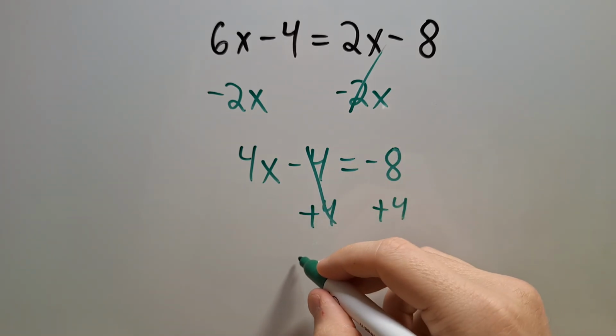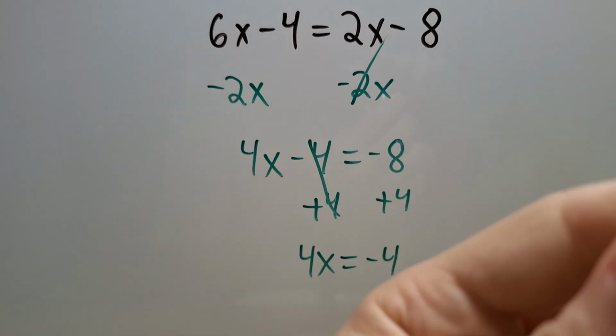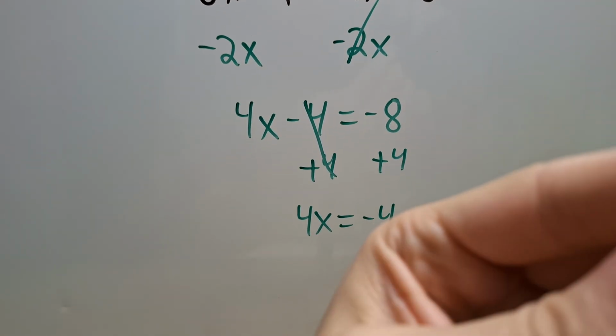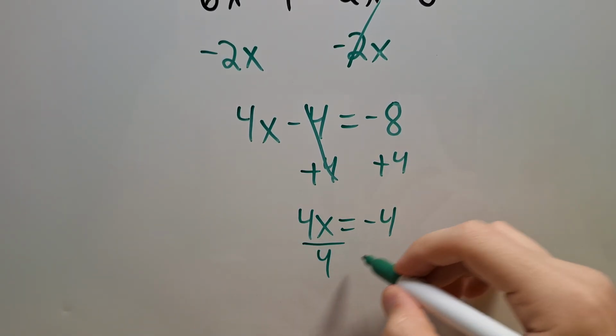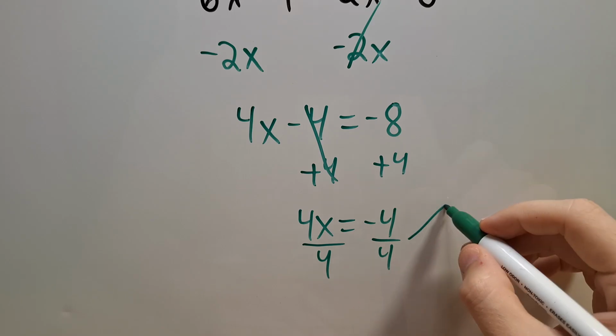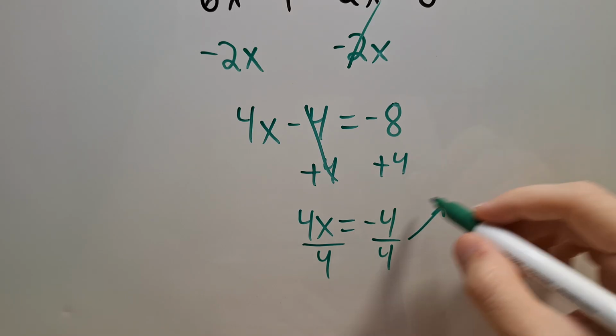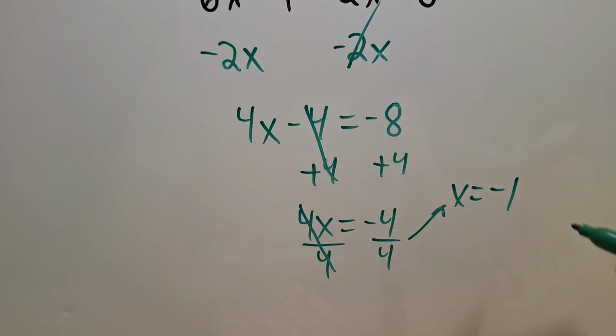Bring down the 4x. Move this down here a bit. And the last thing we'll do is divide. I'll write it over here. This cancels out. Now we have x equal to negative 1.